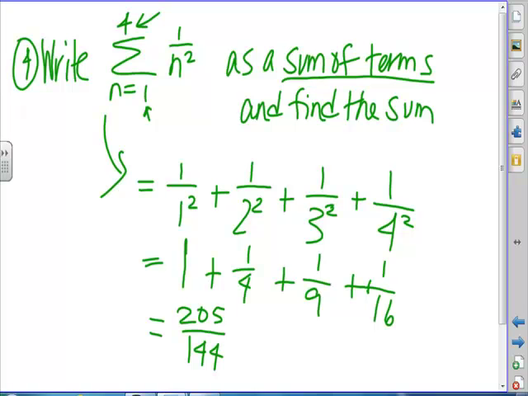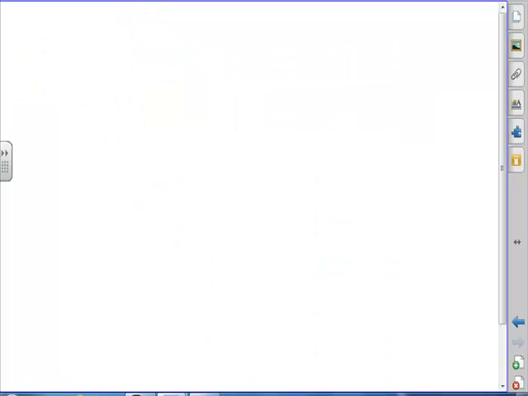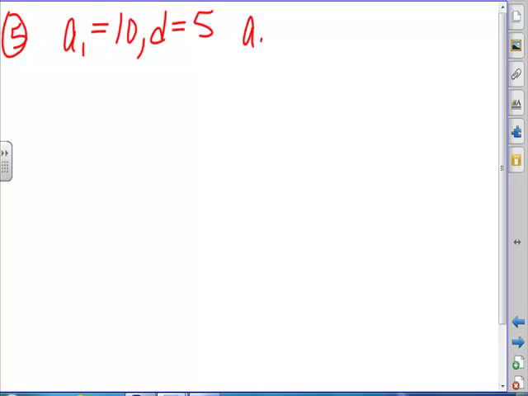Okay, continuing on here. Number 5. Say you are given a sub 1 is equal to 10, d is equal to 5, and you're told that a sub n is equal to 5,000. And your job is to find n. So you want to know what position the 5,000 is sitting in.